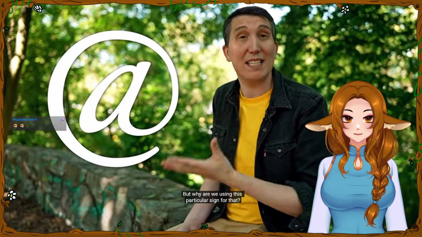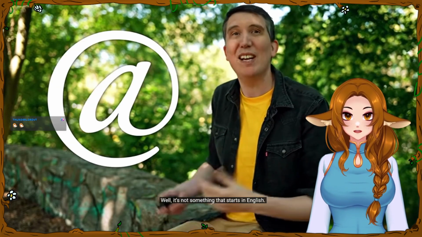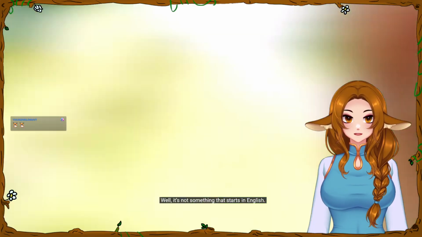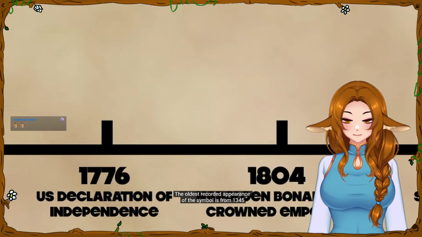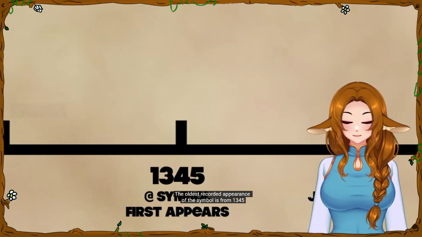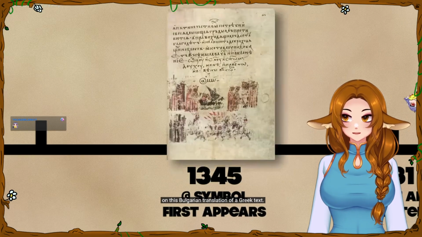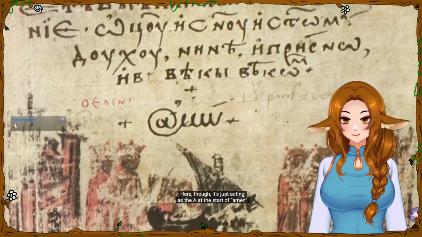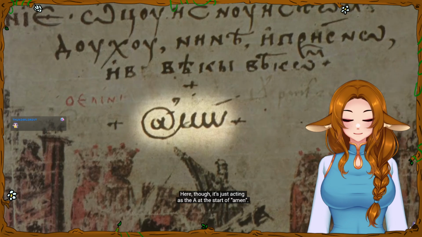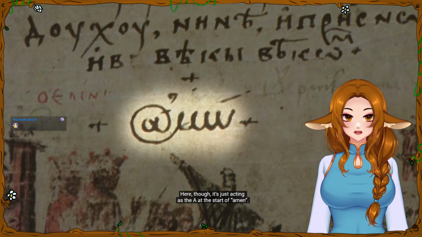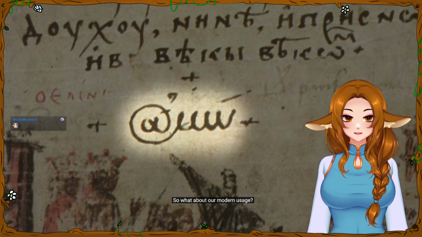But why are we using this particular sign for that? Well, it's not something that starts in English. The oldest recorded appearance of the symbol is from 1345 on this Bulgarian translation of a Greek text. Here, though, it's just acting as the A at the start of Amen.